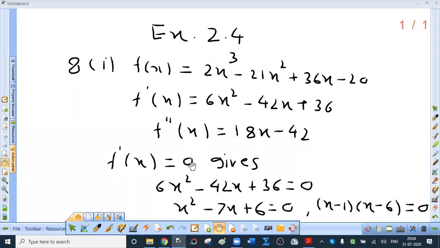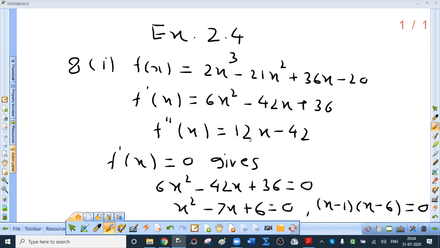So the first step is find f dash of x. It is what? 6x square minus 42x plus 36. What is f double dash of x? It is 12x or 18x. I'm sorry. This should be what? This should be 12x, not 18x. So this should be 12x, okay, minus 42.